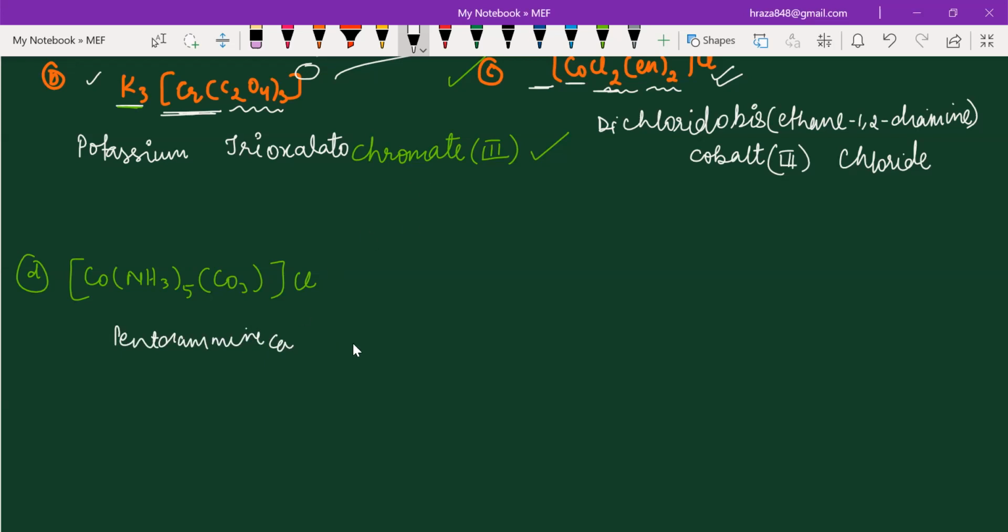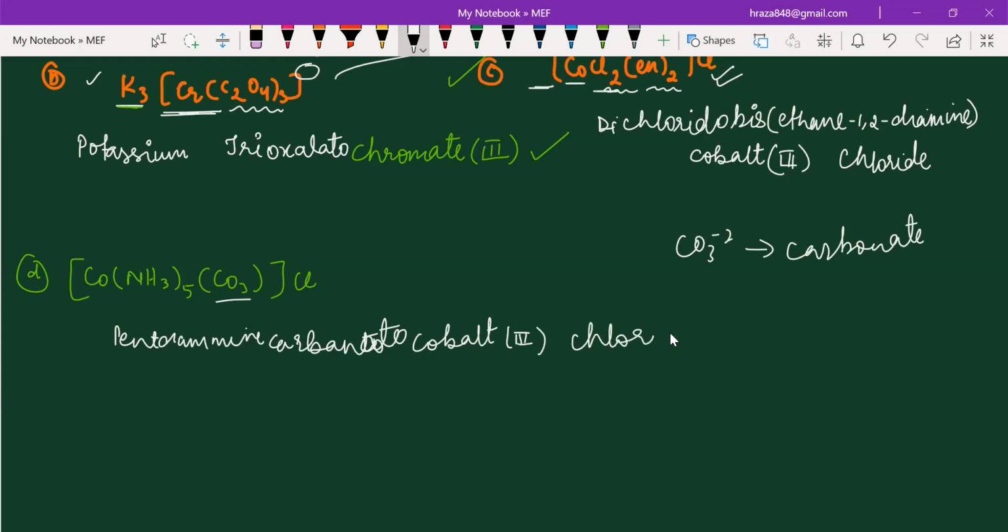Carbon trioxide. This is not carbon trioxide. Basically, it is carbonate, CO3 minus 2. You already know this is CO3 minus 2, which is known as carbonate. And since it is a negative ligand, its name ends with carbonato. Are you getting my point? Carbonato. And then cobalt, and if you see the oxidation state, it will be 3. And then chloride. Is that clear?